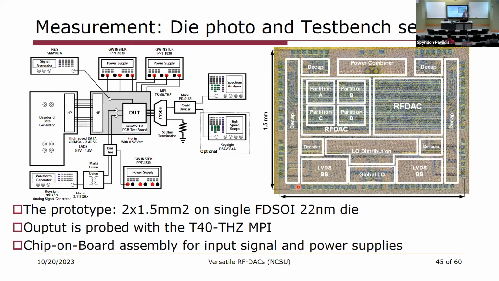So here is the measurement setup in the die photo. You can see the partitions in the cap array shown here. One of the nice things about working at millimeter wave is that the power combiner is actually smaller than all the other circuitry. We did a chip-on-board assembly for all the I/O. We did wafer probe the output in this particular case.